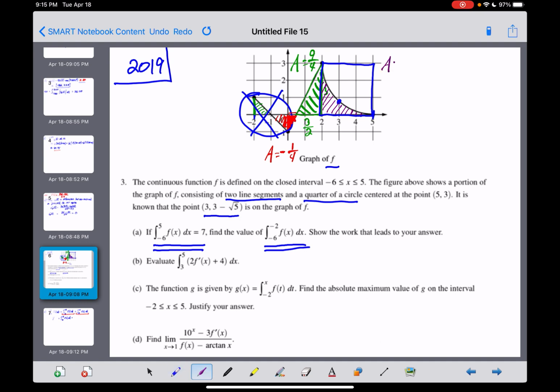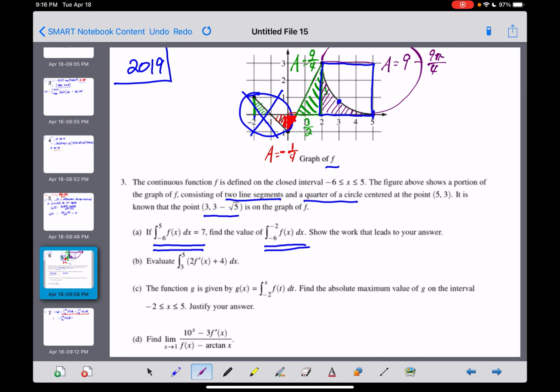So the area of the purple shaded region is going to be the area of the square, which is 3 times 3, which is 9, minus the area of the quarter circle. In that quarter circle, the radius is 3. The area of that entire circle would be 9 pi. We just want a quarter of that, which is 9 pi over 4. That's ugly, but that's what we have in purple right there.